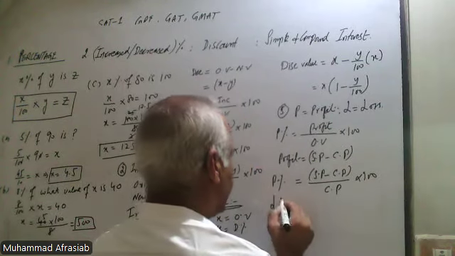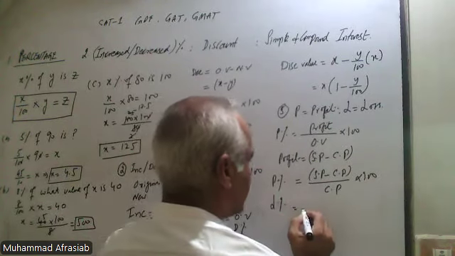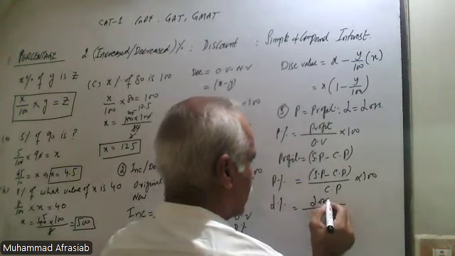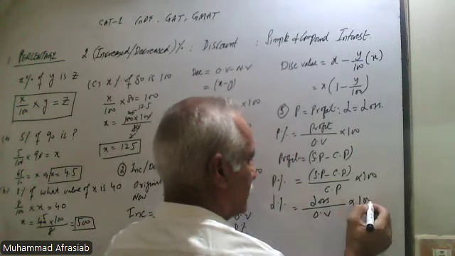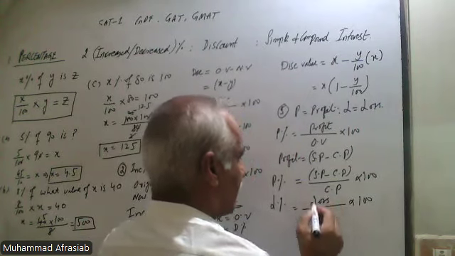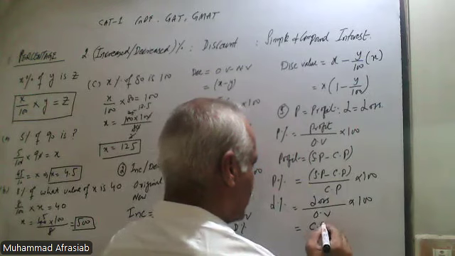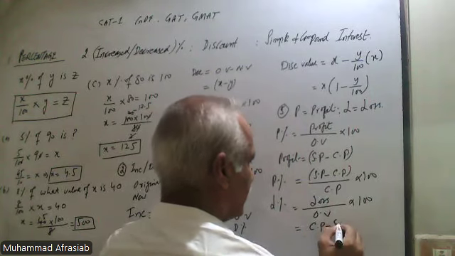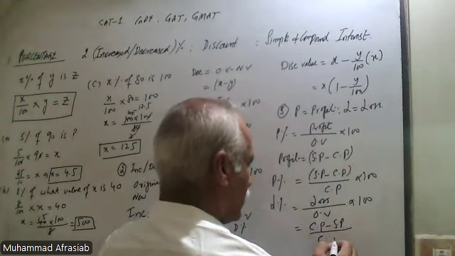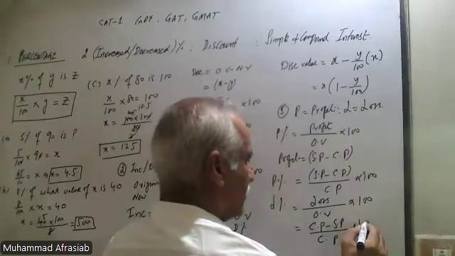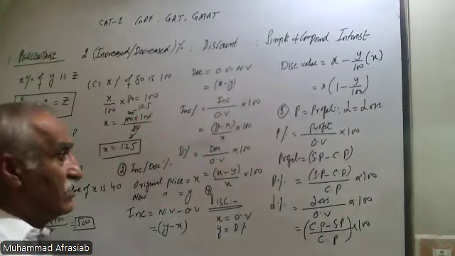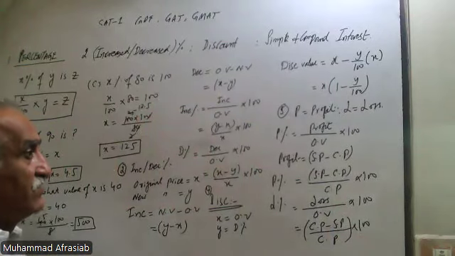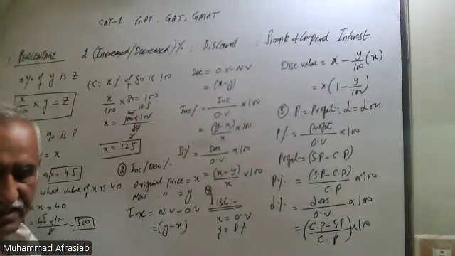And the loss percentage will be equal to loss over original value into 100. That means it is cost price minus sale price over cost price into 100. We can put the values into these formulas and get the answers one by one in detail.